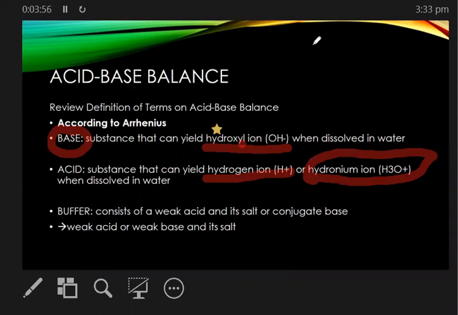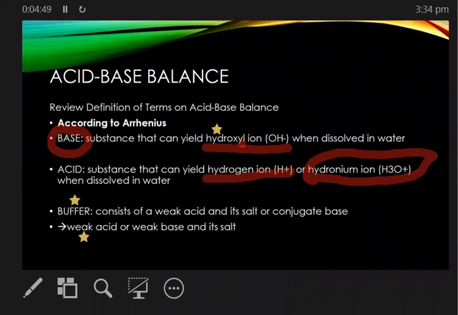Another recall question from the board exam is the definition of a buffer. Take note, a buffer consists of a weak acid and its salt or conjugate base. It may also be defined as a weak base and its salt or conjugate acid. What was asked in the board exam, or one of the choices that came out, is that a buffer is a weak acid or a weak base and its salt. This is the definition that was given by Bishop in the 5th edition.